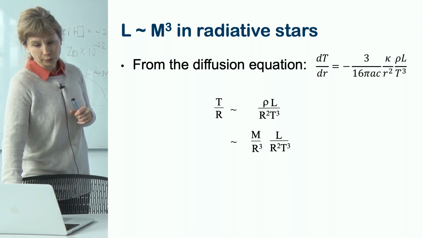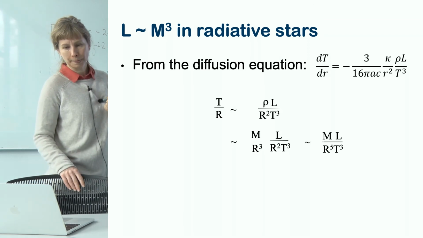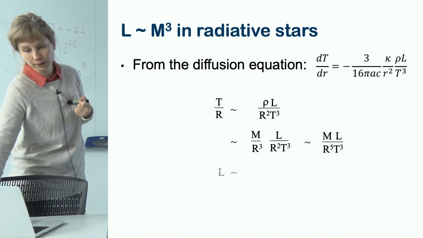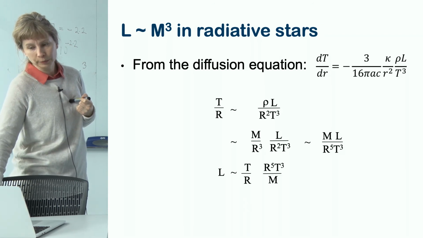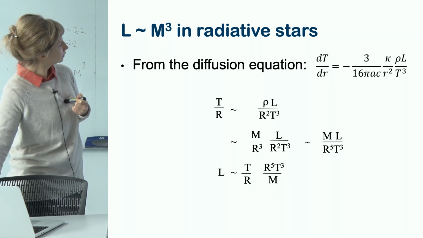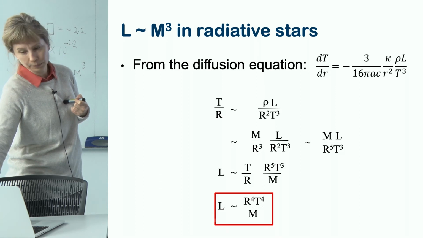Rearranging. And then we're putting in for rho. So rho, remember, this is mass divided by volume. So it's approximately equal to m times L over R to the fifth times T to the third. That means that L is approximately equal to this, just rearranging, or R to the fourth T to the fourth over m.